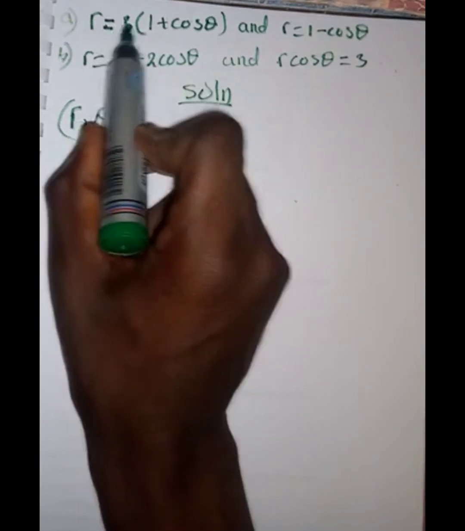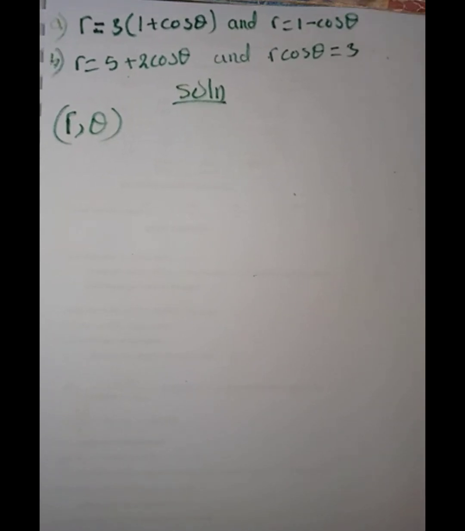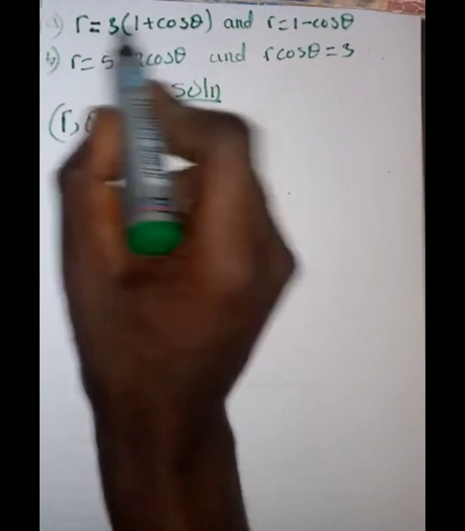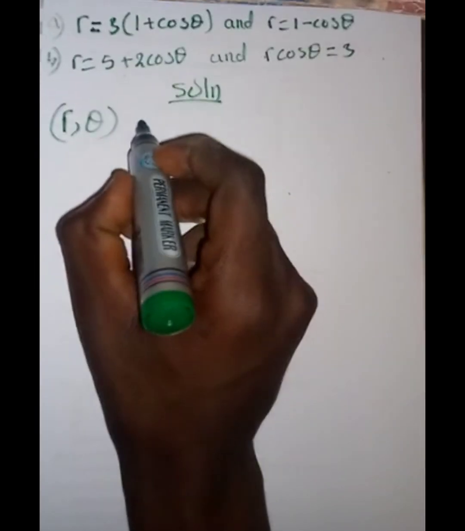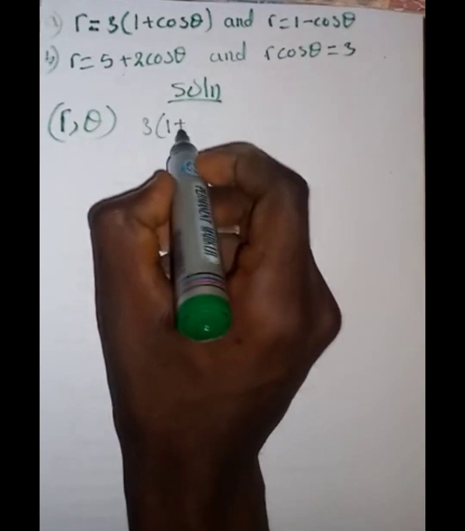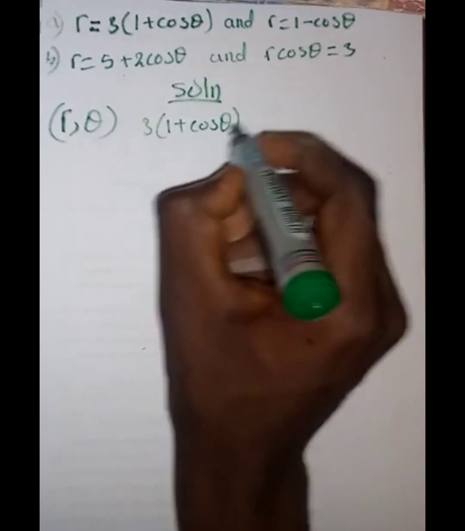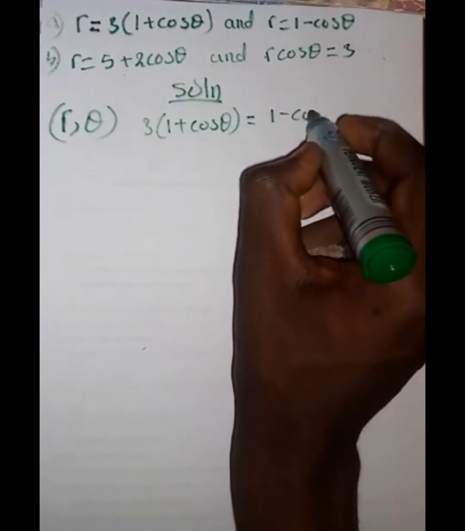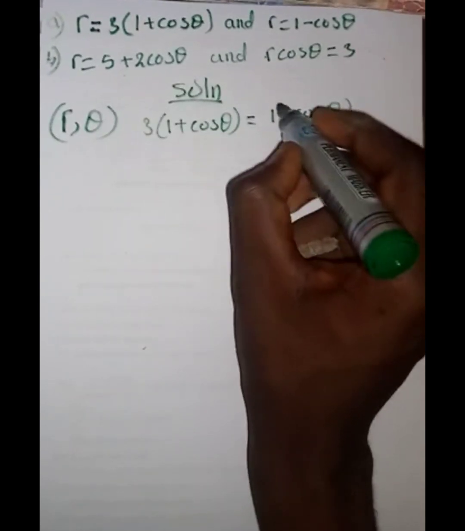So let's start by getting the point of intersection of these two curves, because the polar coordinate is at the point where these two curves intersect. When these two curves intersect, you simply set their r's equal to each other. So in this first case, I'll set the r of this equal to the r of this. I'm going to have 3 into 1 plus cosine of theta equal to 1 minus cosine of theta.